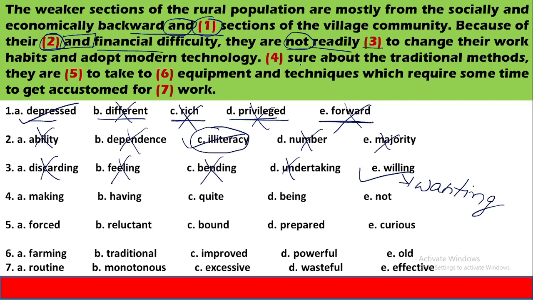Yes, you are sure about the traditional methods. Look, which word strikes your mind when you read this sentence? "Sure about the traditional methods." It definitely means the villagers, who are being talked about in the entire paragraph, are sure about the traditional method. So what could be the possible answer?